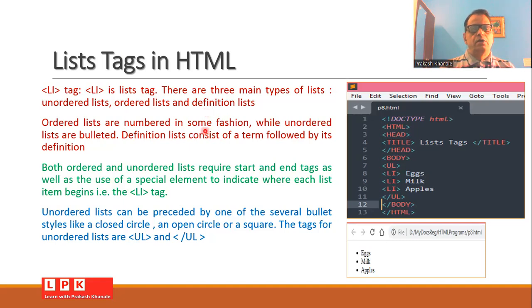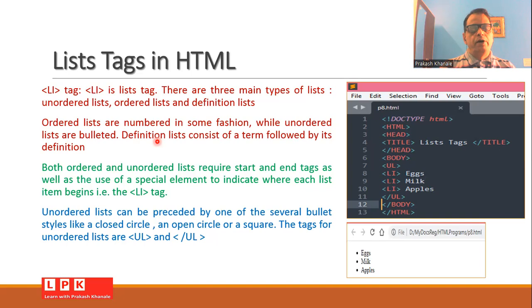As far as the ordered list is concerned, every item will be given some specific number or indication with the help of which the sequence of order will be displayed. While in case of unordered list, the items will be displayed in the form of bullets. And as far as the definition list is concerned, we can give the definition of a term, and the term has to be followed by the definition of the term.